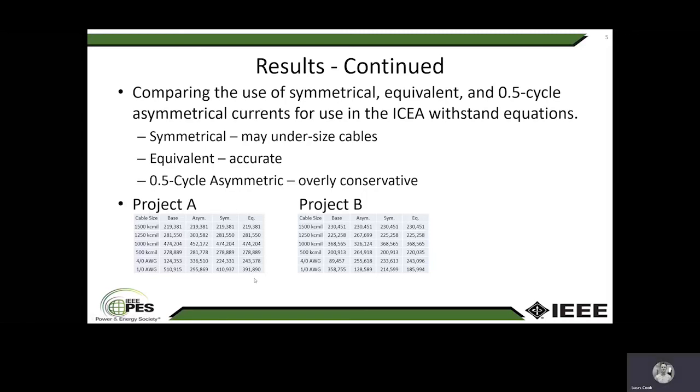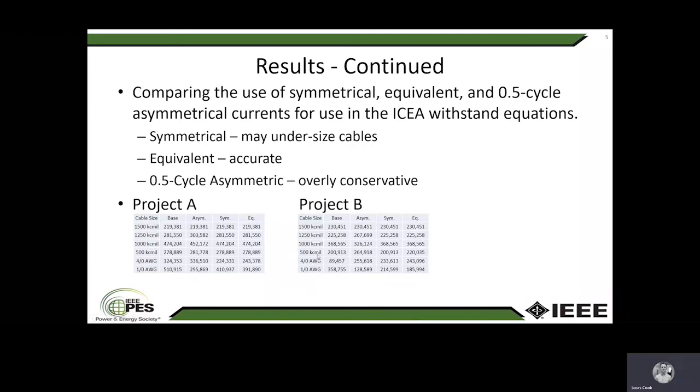For project A, when we just use the symmetrical fault current, you see we have about 411 k-feet of 1/0. Now, when we go to the equivalent method, this gets reduced and 4/0 increases by the same amount. So we've shown here that we've actually undersized about 20,000 feet of cable that could be potentially exposed to a short circuit event and not survive.